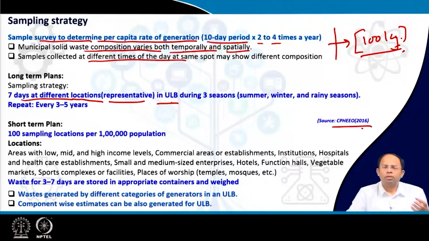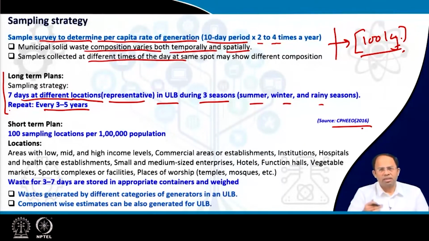Similarly, if I want to determine what kind of garbage is generated by the commercial establishment, I will find some representative areas and then do the estimation over there. And then this has to be done over 3 seasons, that is summer, winter and rainy season, and this has to be repeated every 3 to 5 years, right? So for a long term survey, that means we have to repeat the survey after 3 to 5 years, because it is estimated that the characteristics and the quantity of waste will change after that period.